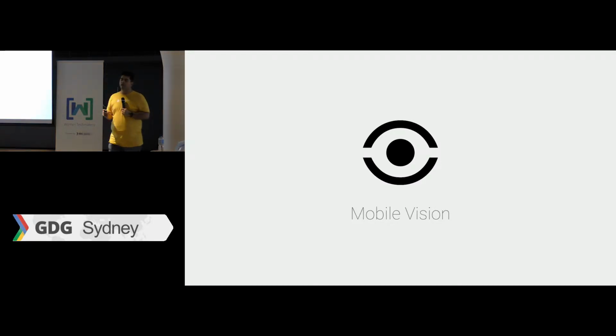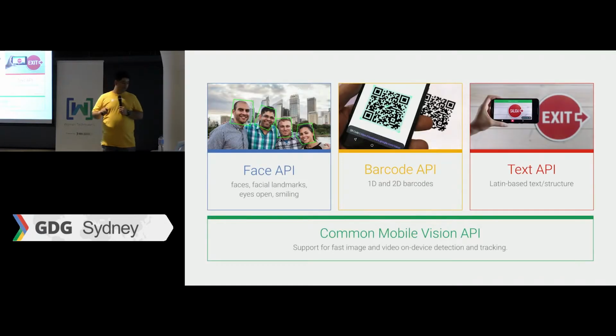The Mobile Vision API allows you to recognize objects. But this model, when you use this API, is available entirely offline. So your app no longer needs to hit a server to actually benefit from this. And we have a few specializations in this API. We've got the Face API, the Barcode API, as well as the Text API that you saw in the Translate example.